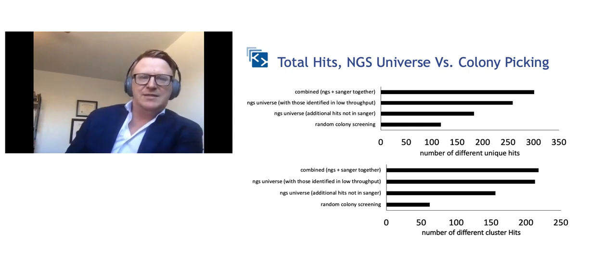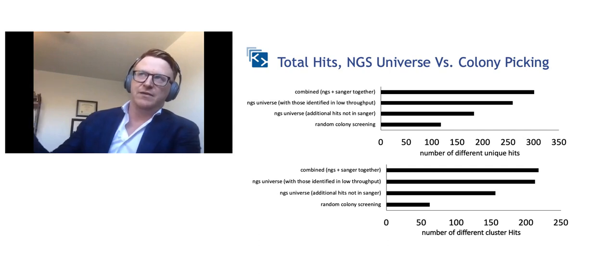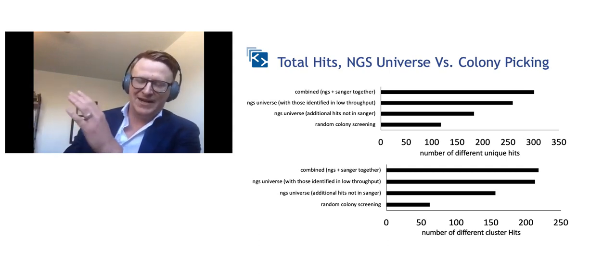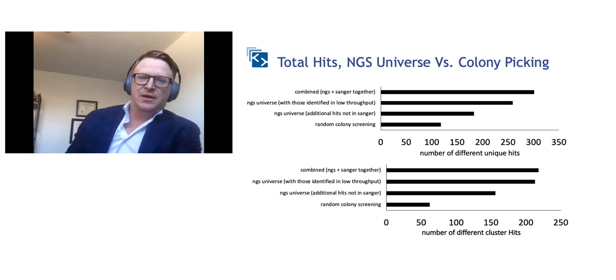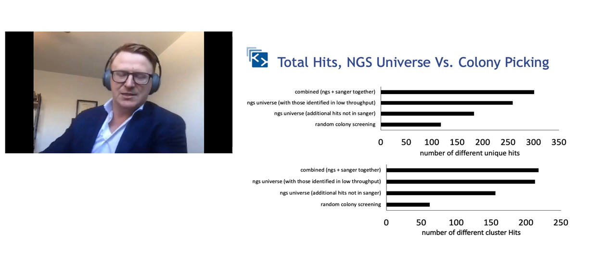And so when we consider our total hits, again, being less than or equal to 200 nanomolar, we can see that when we took equal numbers of random colony screening, and then recommended hits from our platform, the random colony screening still did fairly well, producing about 100 hits. The NGS universe, not considering those that were found in the random colony screening, improved this to well over 250 hits. And in fact, when we look at the total number of clusters is where the true advantage comes in, because of the redundancy, you're actually just screening a lot of the same clusters in this particular space.